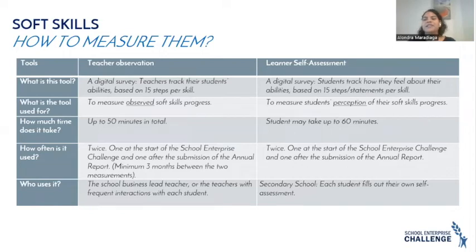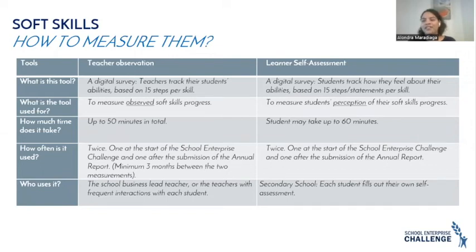Here, we will be sending you a link to a digital survey that you will have to complete for each student. This survey is based on 50 steps per skill. Remember that the skills that we are assessing are speaking, problem solving, leadership, and teamwork. This survey will measure the observed soft skills progress.